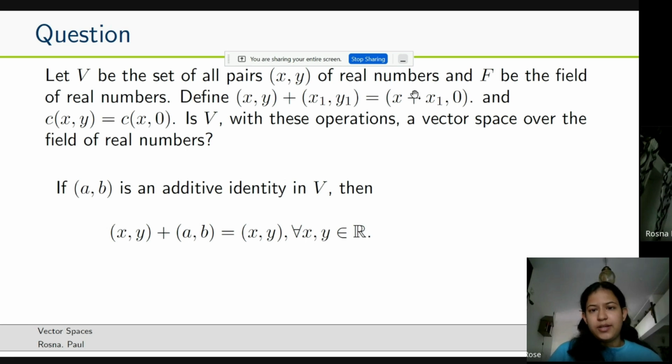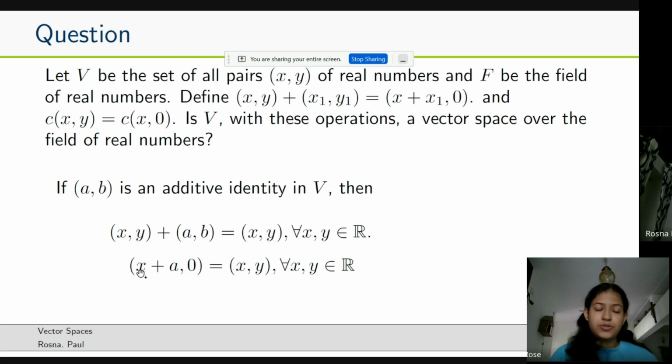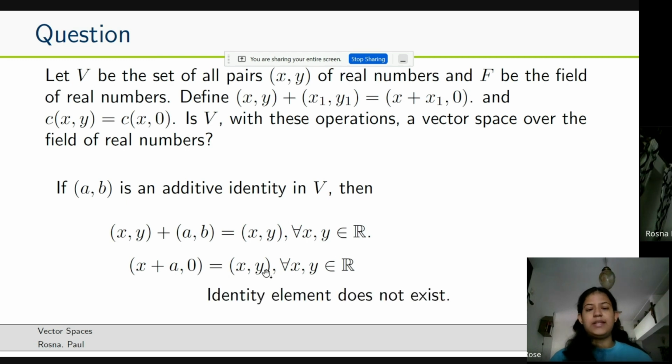But by our addition, this is the result we should get. Which means that when you add these two, you should get (x, say 0), which should be equal to (x, y). By comparing the two ordered pairs, we can see that y should be equal to 0. So if there exists an additive identity, the y should be equal to 0. But we cannot always say that in (x, y) the y is 0. So if you take, for example, (1, 2), then you cannot compare it with this additive identity. Which means that an additive identity does not exist in this vector space.